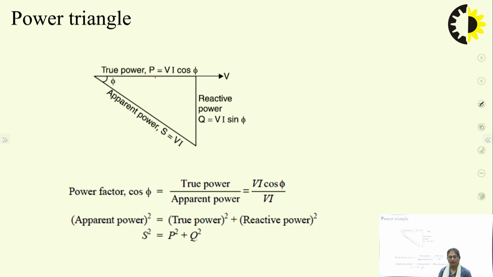The power factor can also be given in terms of the ratio of the two powers, that is true power by apparent power, that is VI cos phi by VI, or in symbolic representation I may give it as P upon S.